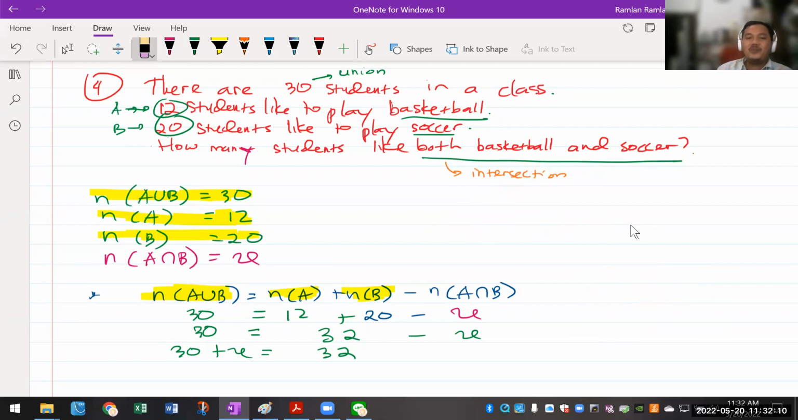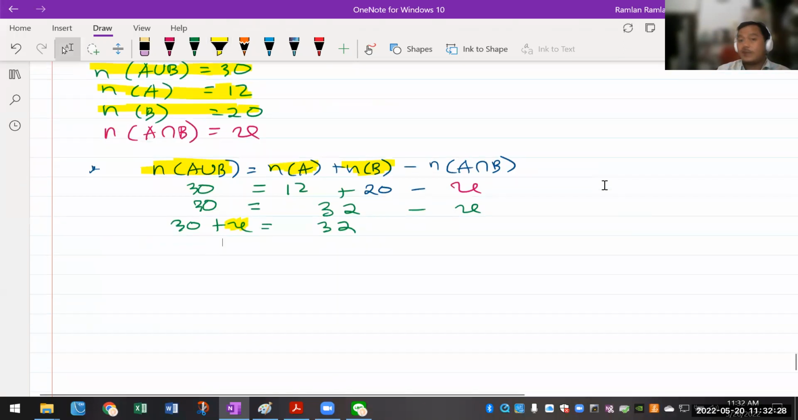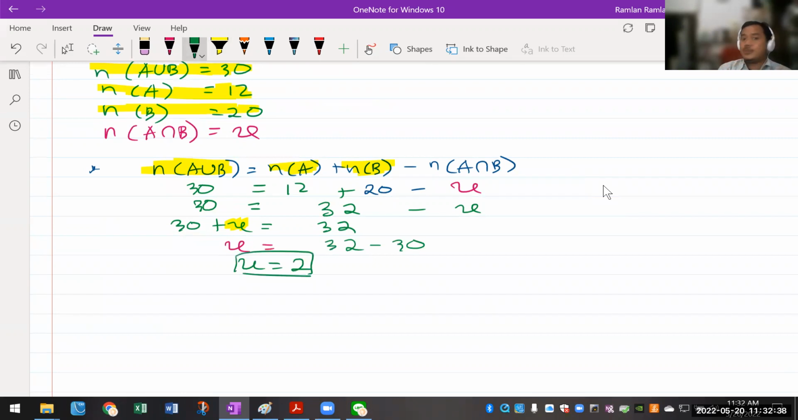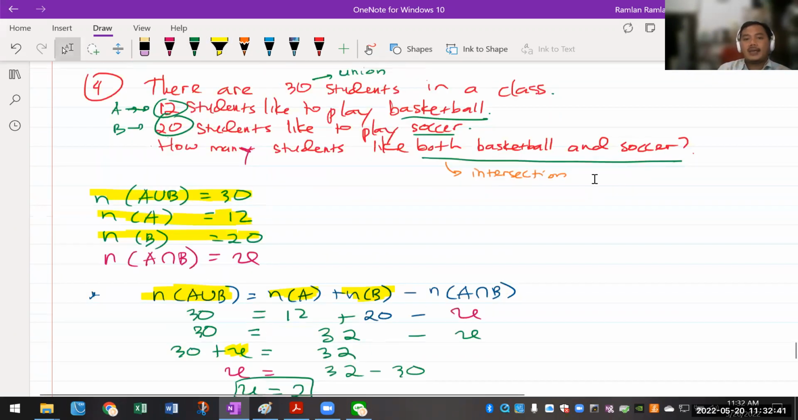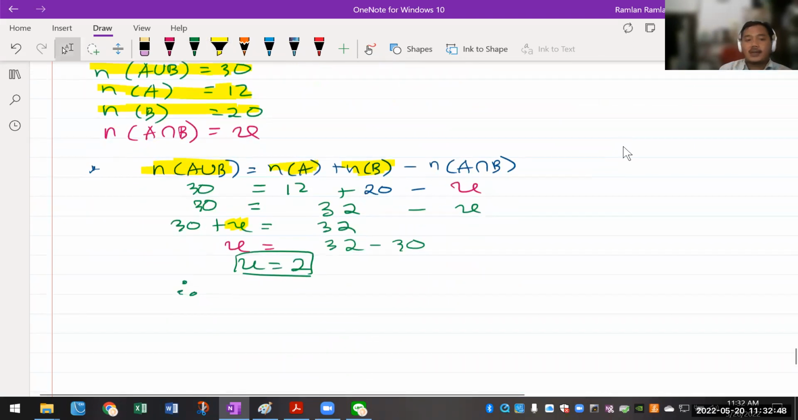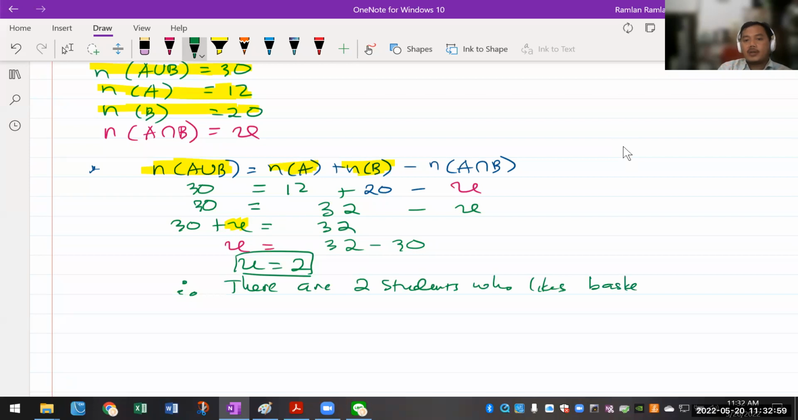Remember that when you want to solve an algebra equation, the variable needs to be alone on one side of the equal sign. For this one, it's not alone yet, because we have 30, so the 30 needs to go to the other side of the equal sign, or you subtract both sides by 30. You will get X equals 32 minus 30, so that will be equal to 2. In conclusion, because we're looking for N(A ∩ B), which in this case is how many students like both basketball and soccer, there are two students who like basketball and soccer.